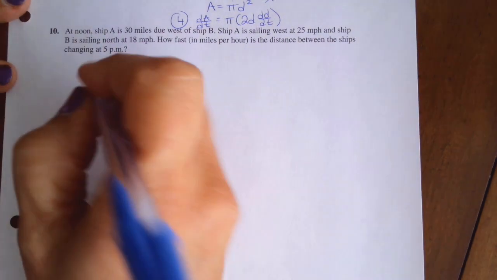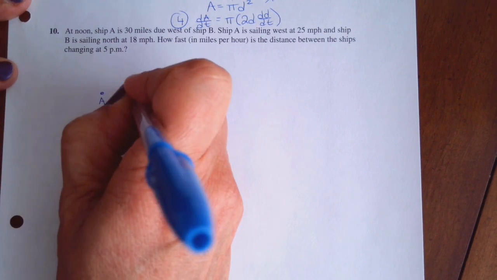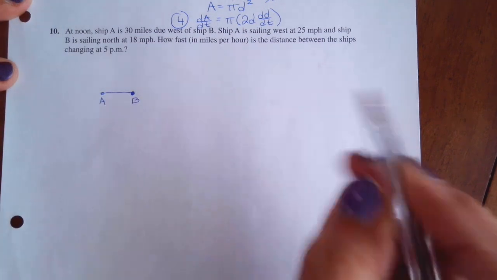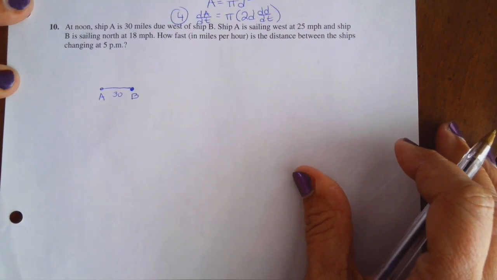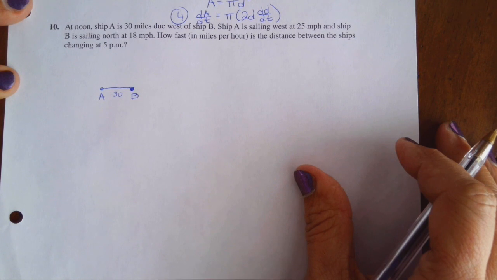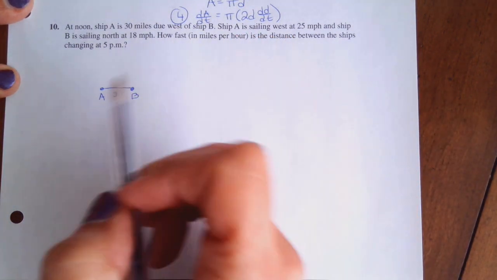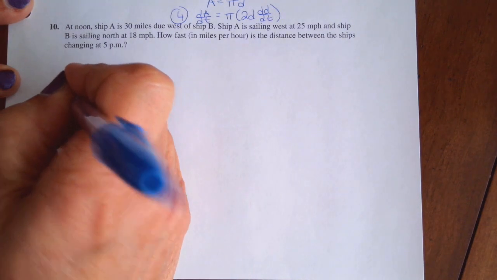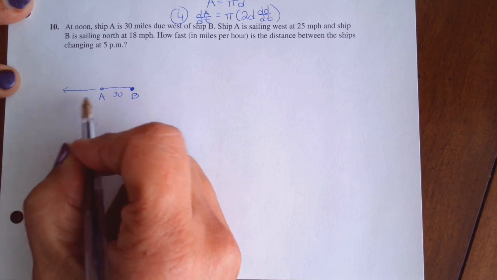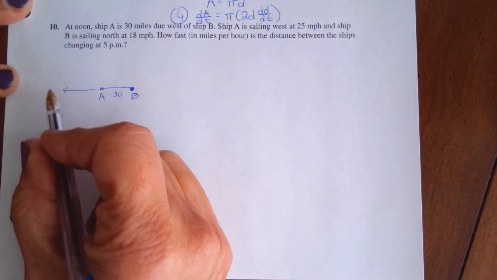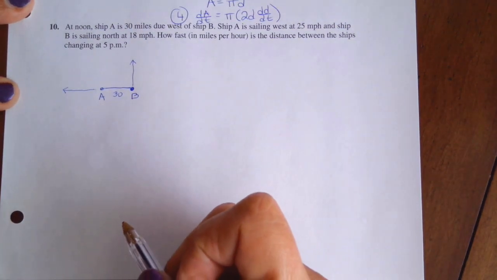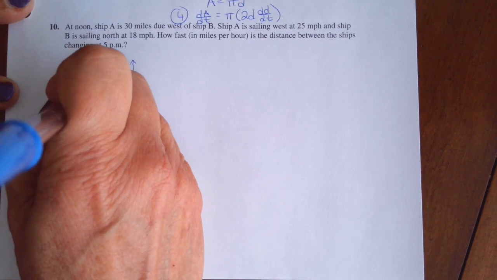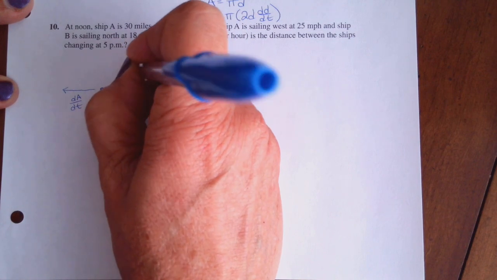All right, so let's look at a picture. So here's ship A west of ship B, and it is 30 miles. So this is 30. Okay, they're 30 miles apart when we start this process at noon, 12 o'clock noon. This is where the ships are. All right, ship A is sailing west this way. So that means ship A, we'll call this side A over here, will be dA/dt. That's a positive rate. It's getting farther away from B. Ship B is sailing north. So B is going this way, again getting farther away. So both of our rates are going to be positive. Okay, so this side will be dA/dt, and then ship B will be dB/dt.